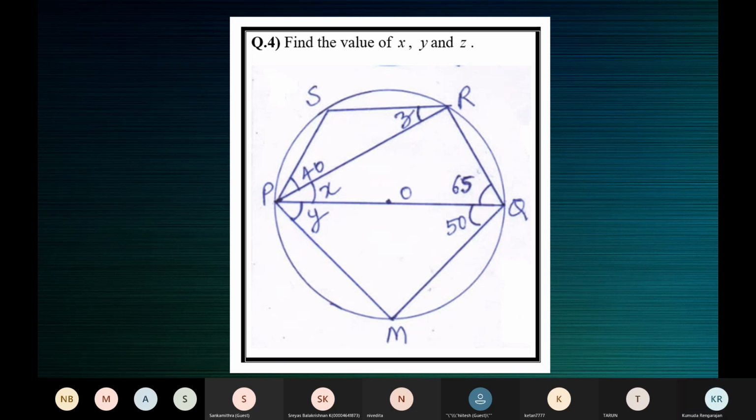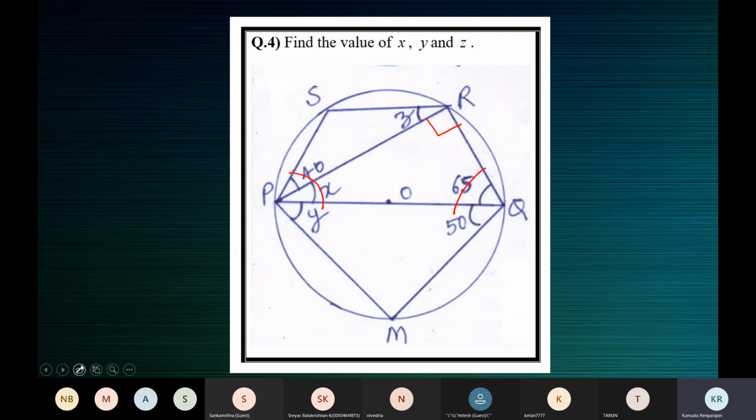Done, children? Yes, ma'am. Okay. How do we find the value of X? Ma'am, 65 plus 20, X plus 40 is equal to 180, because opposite angles of a cyclic quadrilateral are supplementary. Can we find it like that? These are adjacent angles. They are not opposite angles. Ma'am, can we use the angle sum property? We know R is 90 degrees and Q is 65, so X is 25 degrees, ma'am. Correct. That's right.